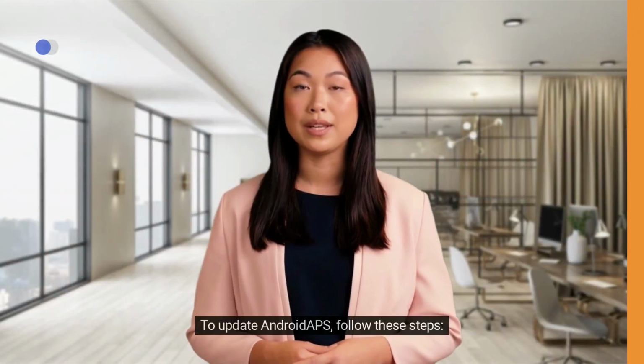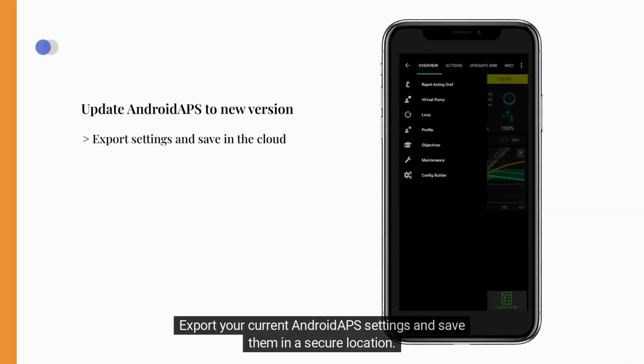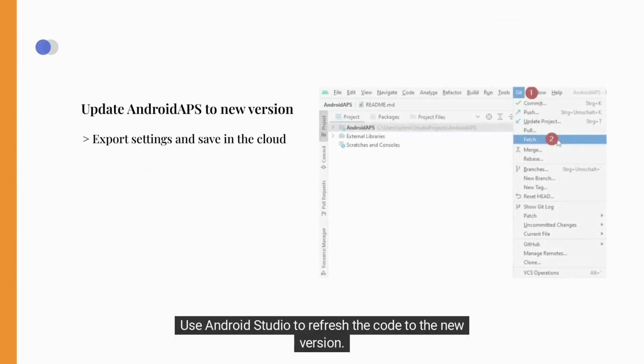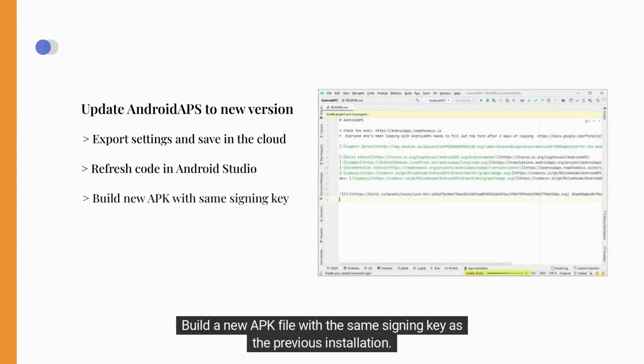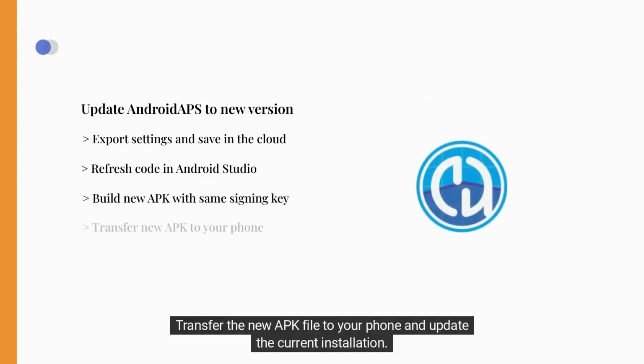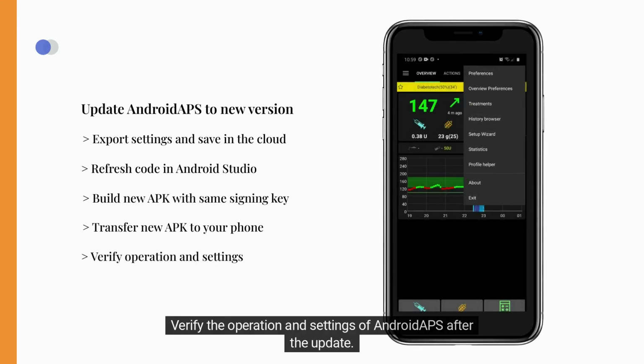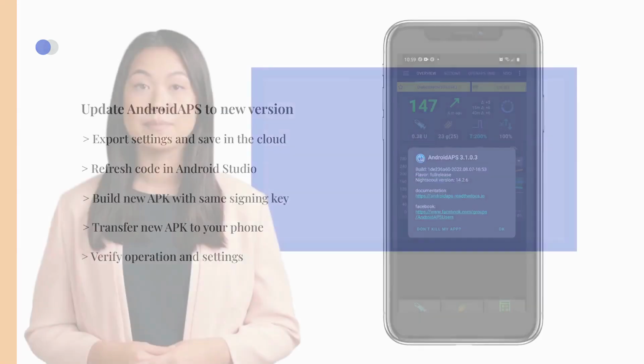To update AndroidAPS, follow these steps. Export your current AndroidAPS settings and save them in a secure location. Use Android Studio to refresh the code to the new version. Build a new APK file with the same signing key as the previous installation. Transfer the new APK file to your phone and update the current installation. Verify the operation and settings of AndroidAPS after the update.